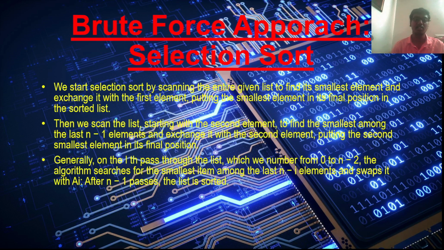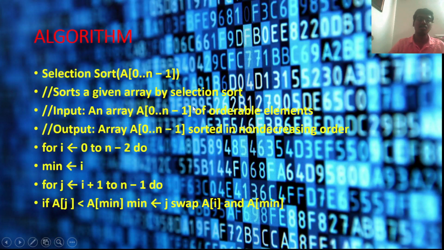Then we scan the list starting with the second element to find the smallest among the last n minus 1 elements and exchange it with the second element, putting the second smallest element in its final position. Generally, on the ith pass through the list, which we number from 0 to n minus 2, the algorithm searches for the smallest item among the last n minus i elements and swaps it with A[i]. After n minus 1 passes, the list is sorted. So this is how the selection sort algorithm works.